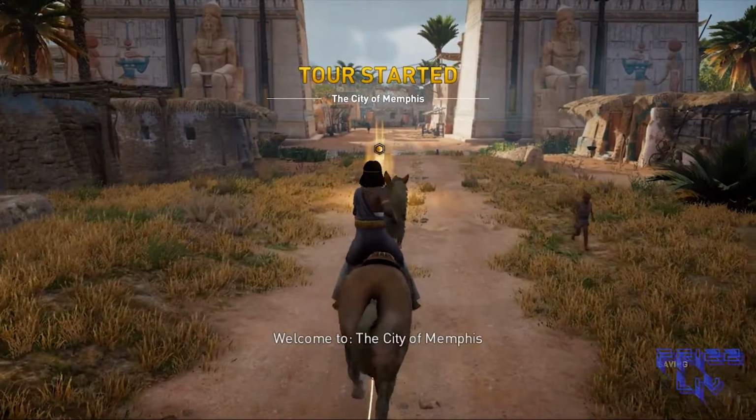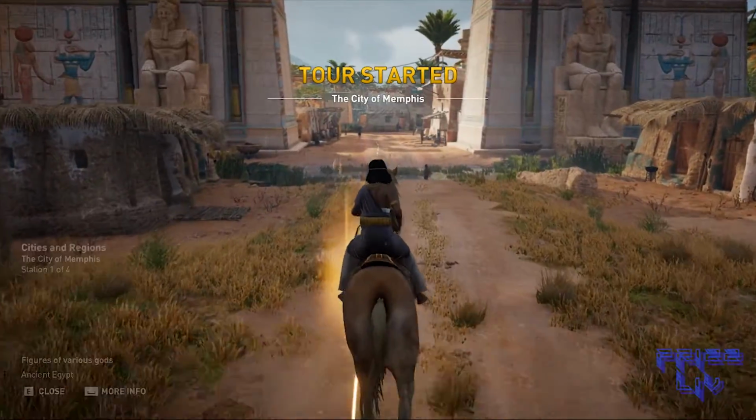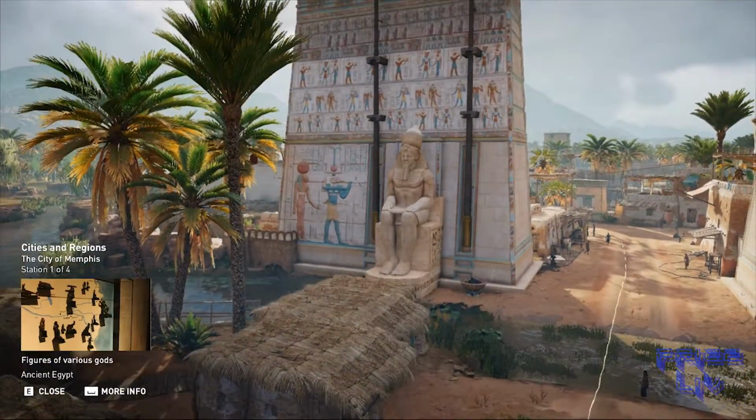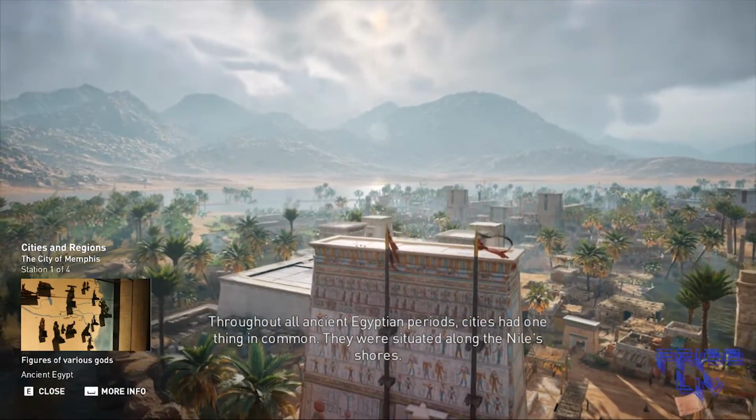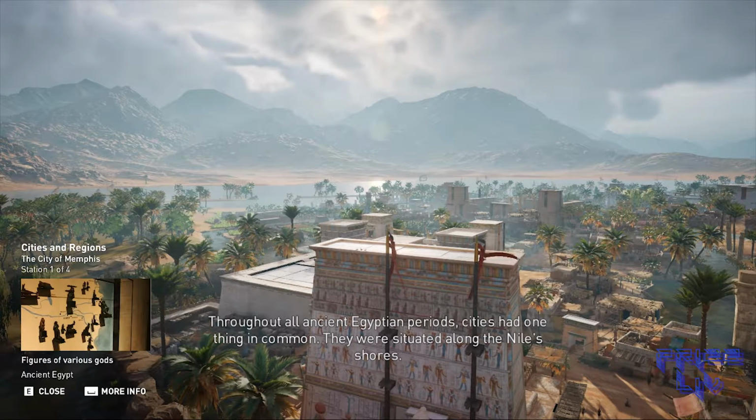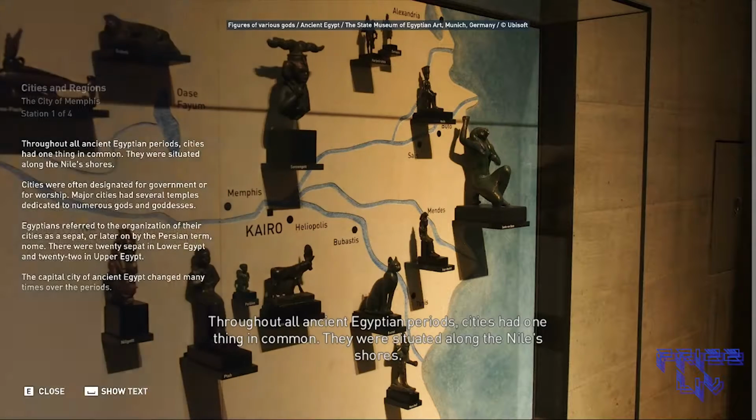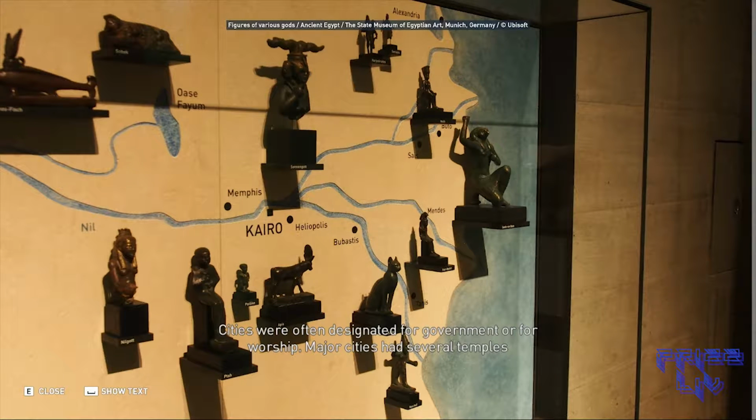Welcome to the city of Memphis. Throughout all ancient Egyptian periods, cities had one thing in common. They were situated along the Nile's shores. Cities were often designated for government or for worship. Major cities had several temples dedicated to numerous gods and goddesses.